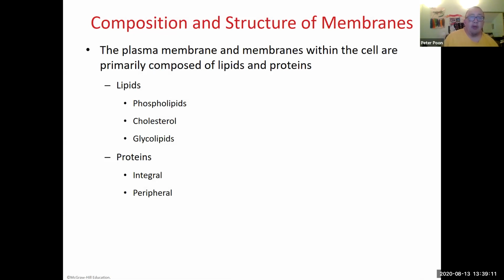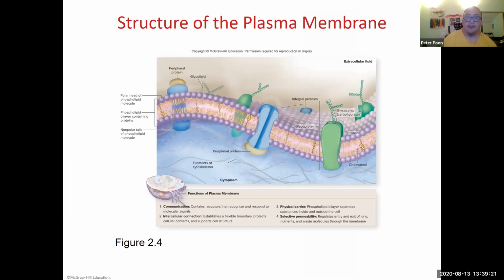The most common lipid in the plasma membrane is something called the phospholipid. The phospholipids are these little purplish balls here, and they form the phospholipid bilayer, two layers, one on each side. The balls are hydrophilic, which means they're attracted to water. So there's water on this side and water on this side.